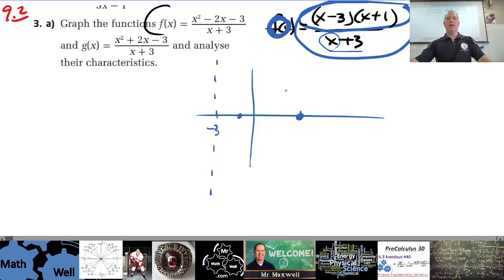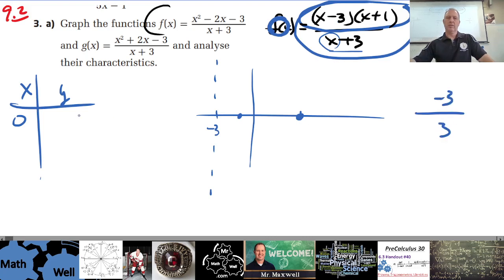Now, if you plot a few more points, you might have an idea of what's going on here. So x, y. What's going on at 0? That's not too hard to figure out. At x equals 0, that's -3 times 1, that's -3 over 3, so that's -1. So 0, -1. Is that right? Yeah. +3, -1. You have an asymptote here.